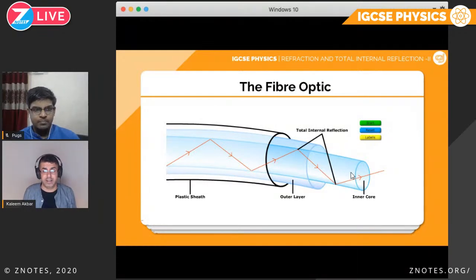Okay, that is it. If it wasn't, some of the light would escape, except here, the outer layer and the plastic sheath, the cladding, they're designed to make sure it really doesn't happen at all. But if it did, it would be less than critical angle. So moving on.